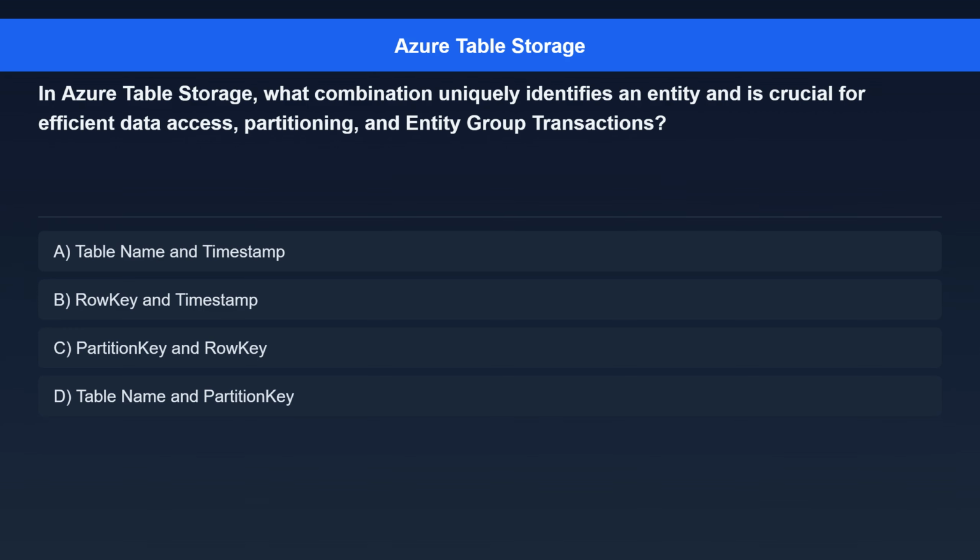Question 7. In Azure Table Storage, what combination uniquely identifies an entity and is crucial for efficient data access, partitioning, and entity group transactions? Option A. Table name and timestamp. Option B. Row key and timestamp. Option C. Partition key and row key. Option D. Table name and partition key.